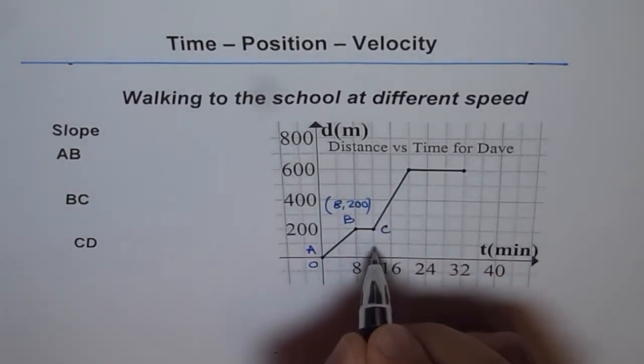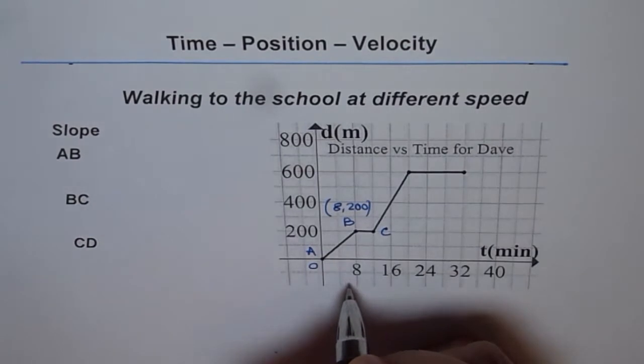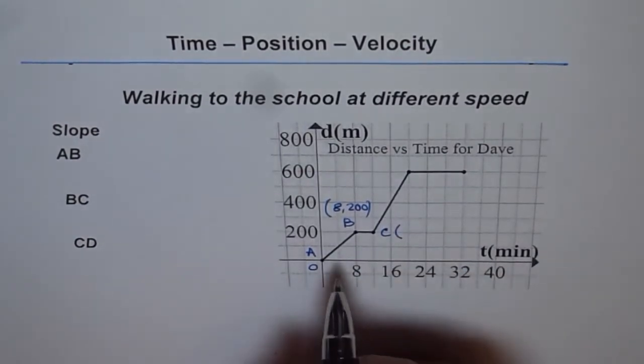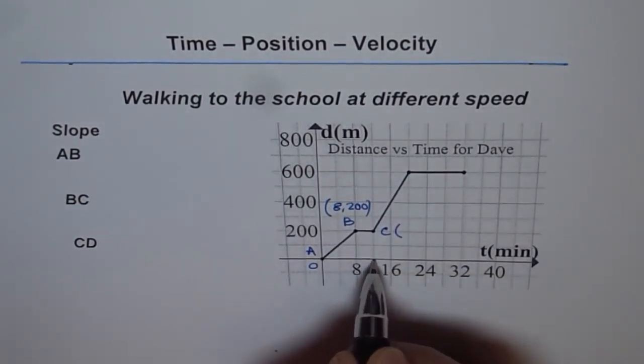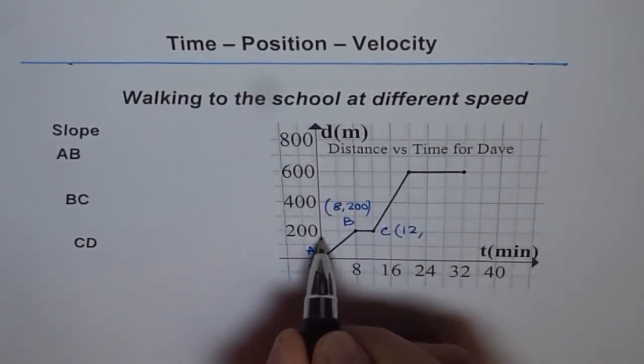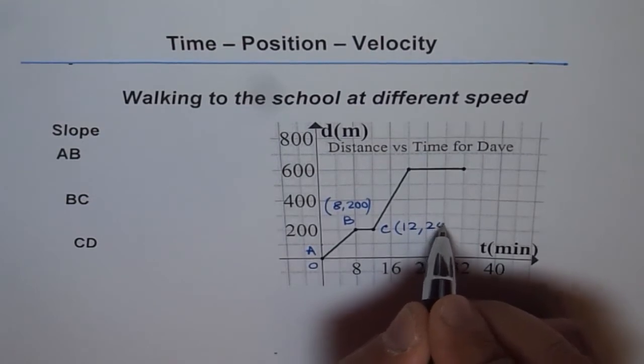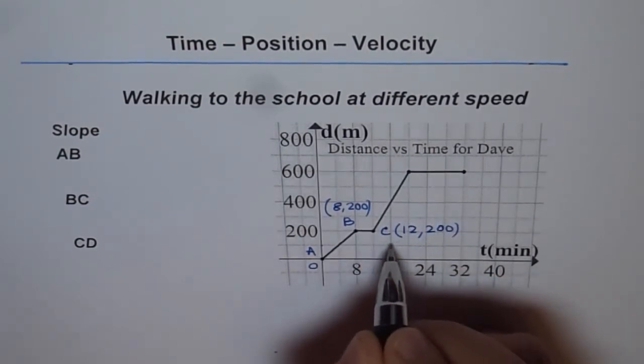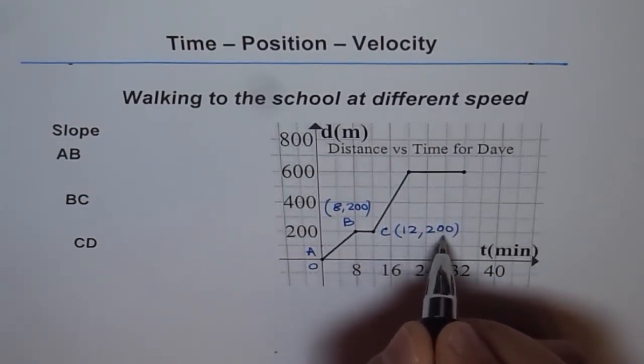Similarly, can you tell me the position at point C? Position at point C is 4, 8, 12 minutes, right? 12, and distance of 100, 200, 200. So the position at C is 12, 200.